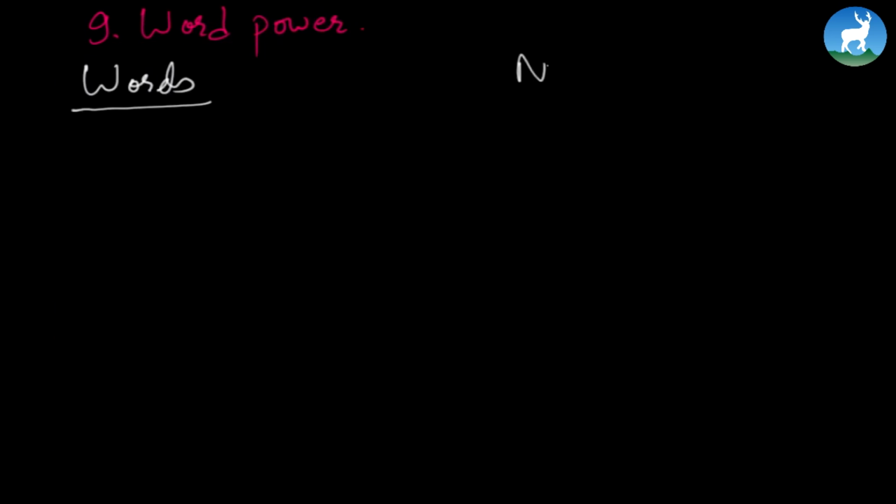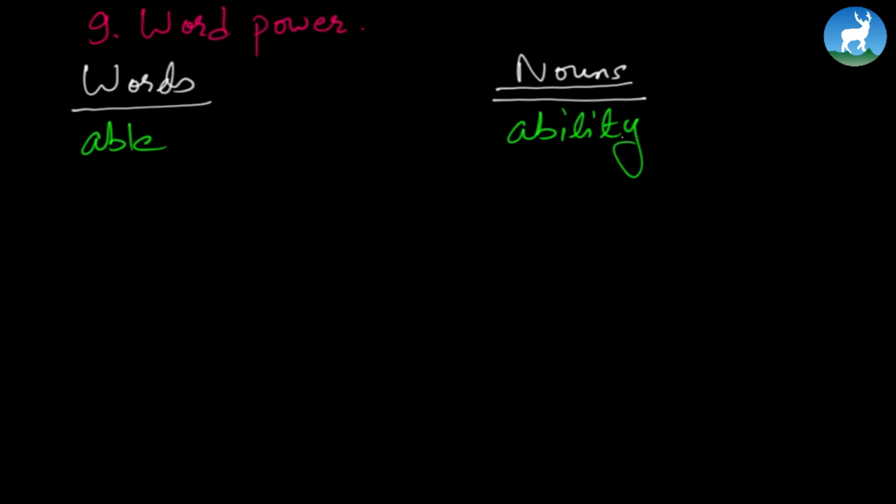Number 9, word power. It's more like vocabulary. In this section we have words, and here we have nouns. So the word here is able, A-B-L-E. When you write ability, it becomes a noun. You see, able is an adjective, and you add A-B-I-L-I-T-Y. You change the spelling, and here you get the noun. So from adjective it becomes noun.